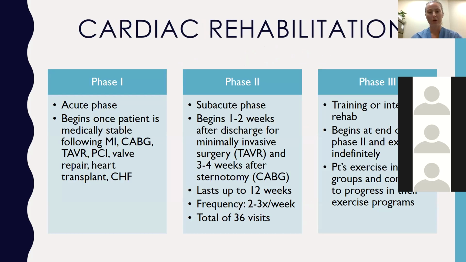And then let's talk about cardiac rehab. So there are 3 phases of cardiac rehab. Phase 1 is the acute phase, and it begins once the patient is medically stable following an MI or a CABG or a TAVR, any of those listed there. And this is done in the inpatient setting.